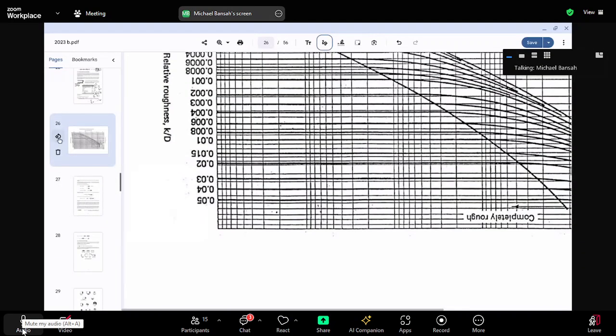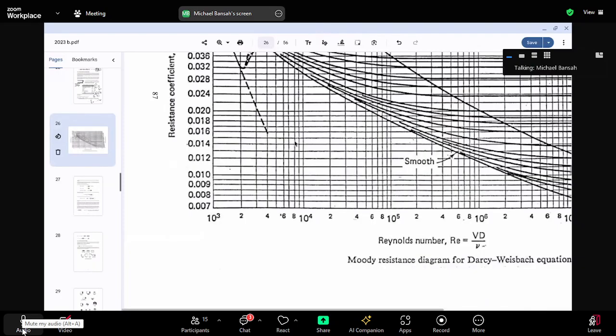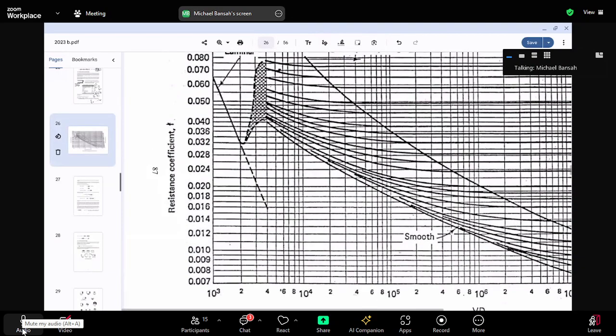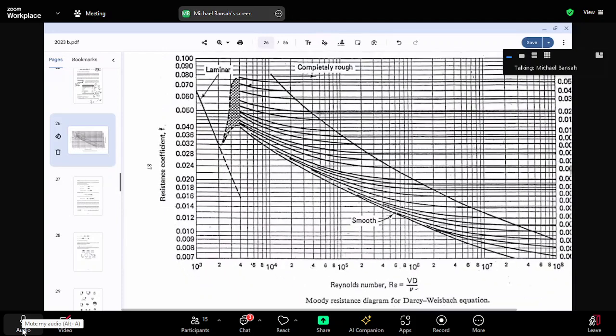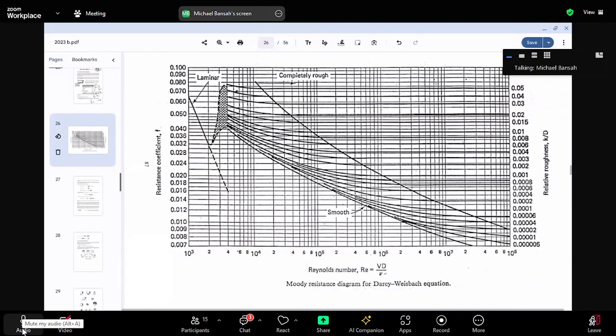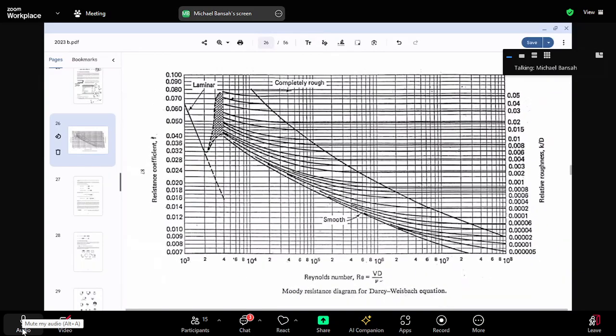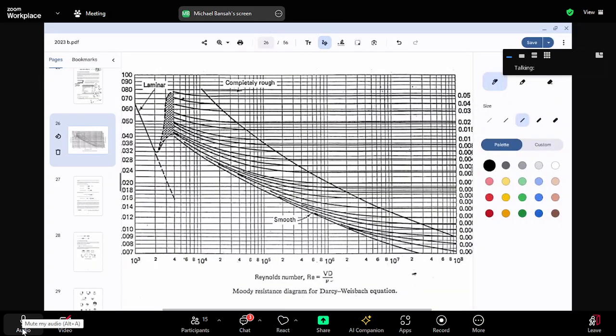I know some of us know how to read it, but I'll take my time so that we go through together. Now, this whole Moody chart concept is to find what we call FD, Darcy's friction factor. Note very well that to find FD, you have to know Reynolds number and relative roughness. I've taught you how to find the relative roughness. Reynolds number, you know how to calculate it. After getting those parameters, you can now come to this chart and read your FD.